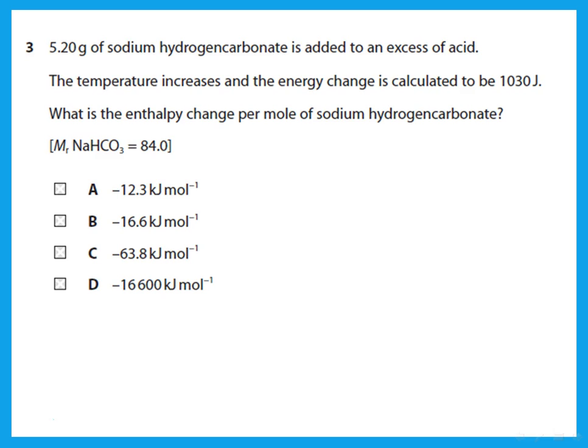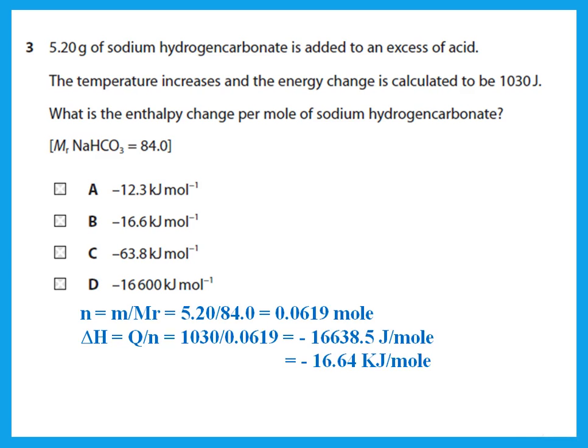This next question says 5.2 grams of sodium hydrogen carbonate is added to an excess acid. The temperature increases and the energy change is calculated to be 1030 joules. What is the enthalpy change per mole? You should remember that the enthalpy change per mole should be Q over n. Now, I need to get n first. You know that the number of moles is the mass over molecular mass. So the mass is 5.2 over the molecular mass. Notice he already gives me the molecular mass. Please pay attention so you don't need to waste time and calculate it.